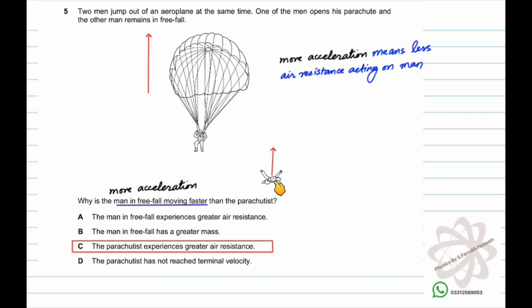As he is not having any parachute, there will be less air resistance acting on the man. That's why the answer C is correct, because it's written the parachutist experiences greater air resistance because of greater surface area in contact with air because of the parachute.